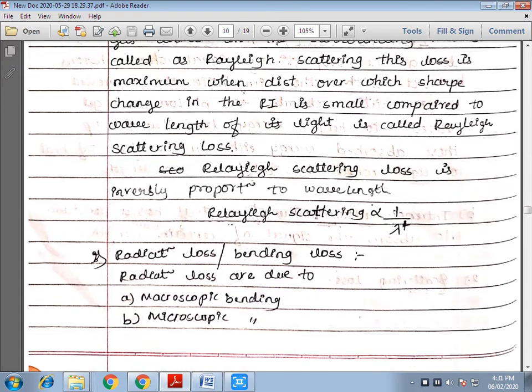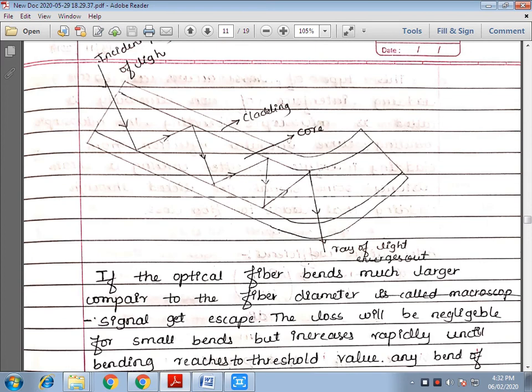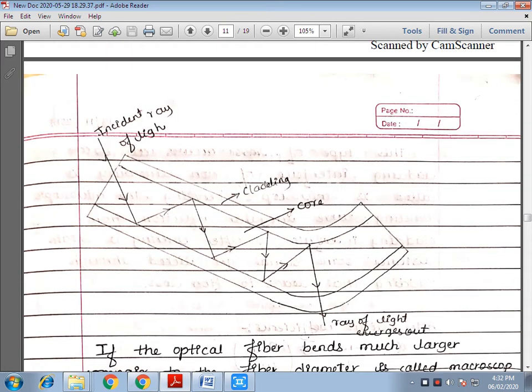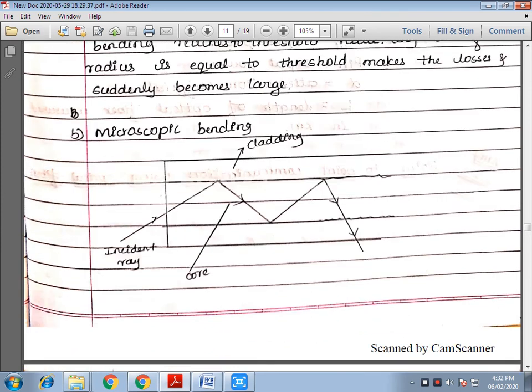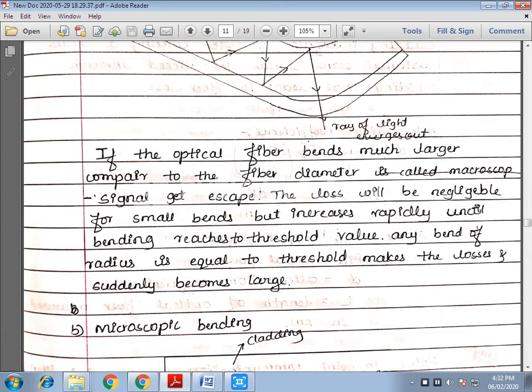And radiation loss, or bending loss, can have two types: one, microscopic bending, another one, macroscopic bending. This diagrammatic representation shows you macroscopic bending, and this diagrammatic representation shows you microscopic bending. In macroscopic bending, the optical fiber bends much larger compared to the fiber diameter. The signal gets escaped. The loss will be negligible for small bends but increases rapidly until the bending reaches the threshold value. Any bend radius equal to the threshold makes the losses suddenly become large.